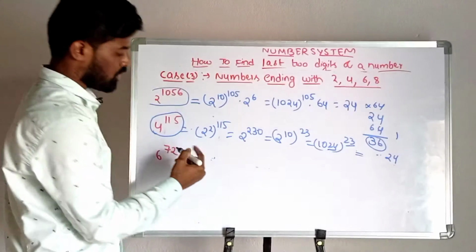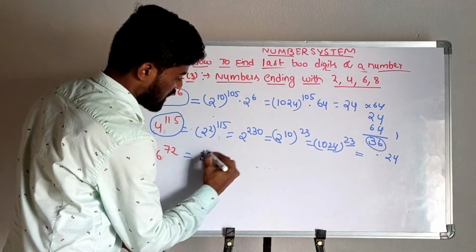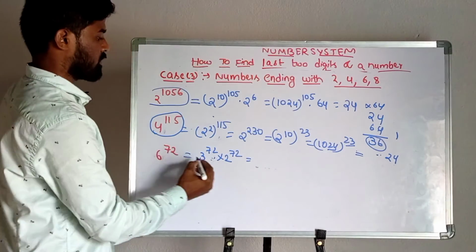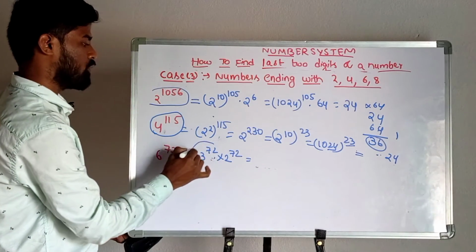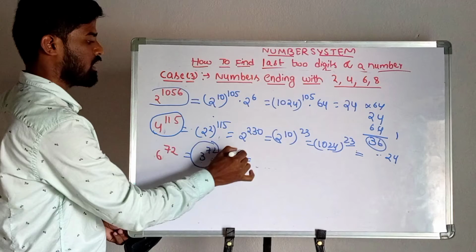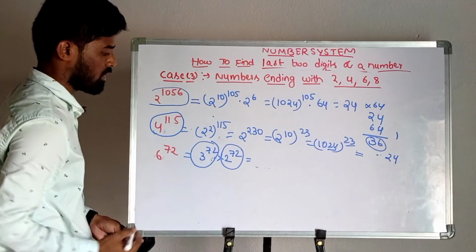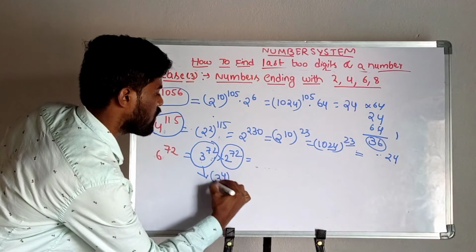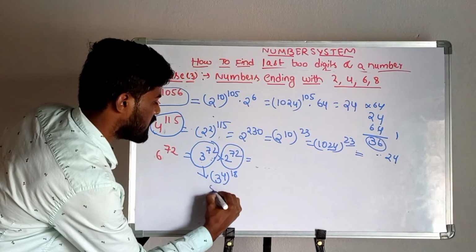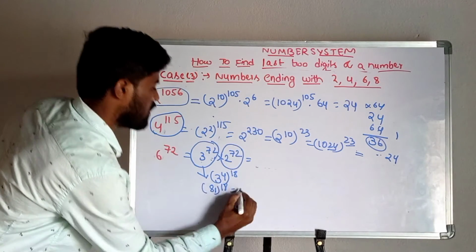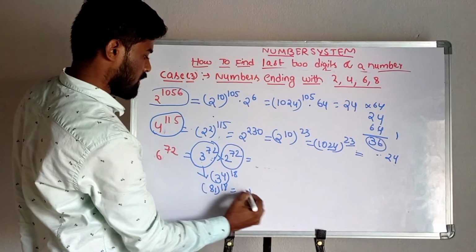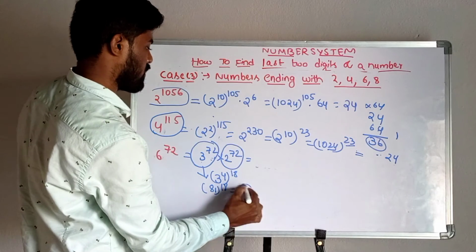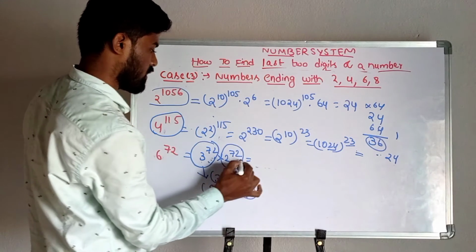6 power 72. We can write this as 3 power 72 into 2 power 72. First we have to find the last two digits of this number. Next for this number 3 power 72, we can write this as 3 power 4 whole power 18. 81 power 18. 1 raised to the power of anything is 1, 8 into 8 is 64. That is 4. The last two digits of this number is 41.